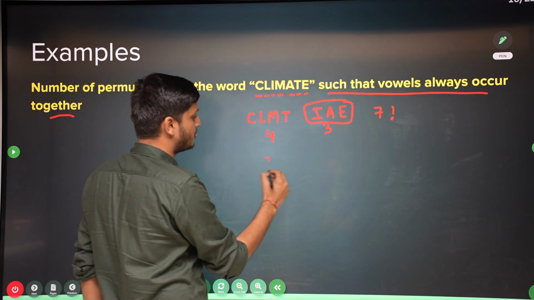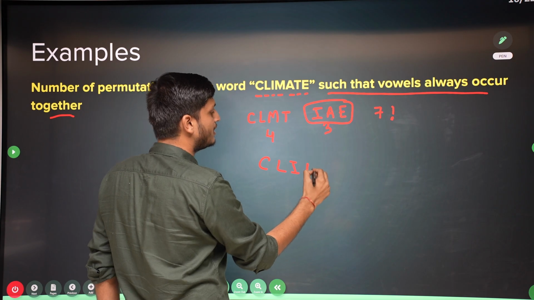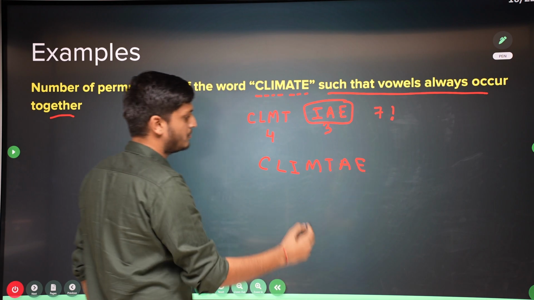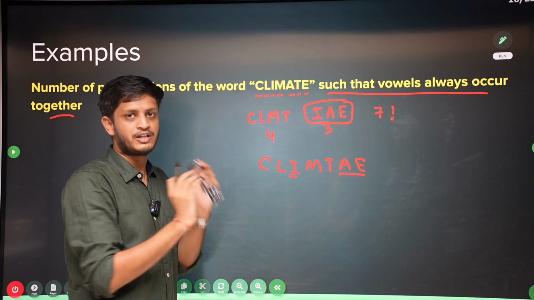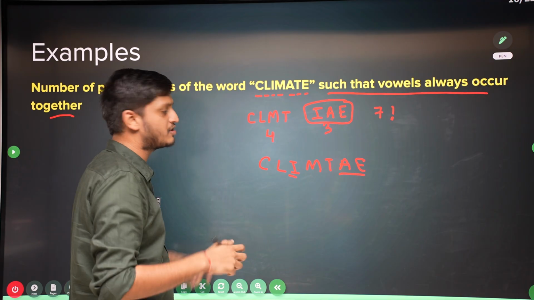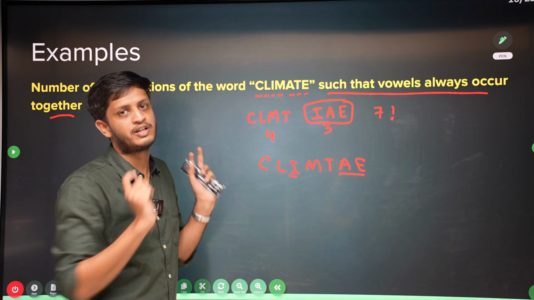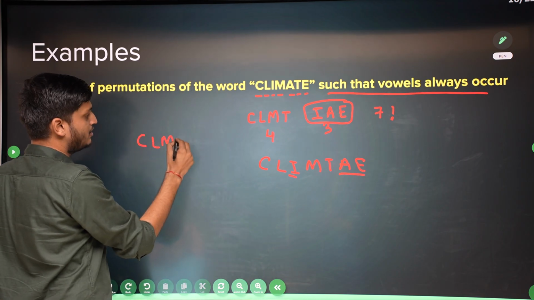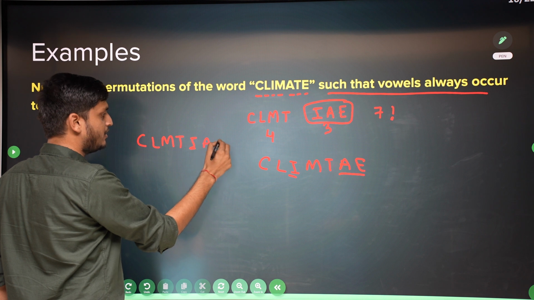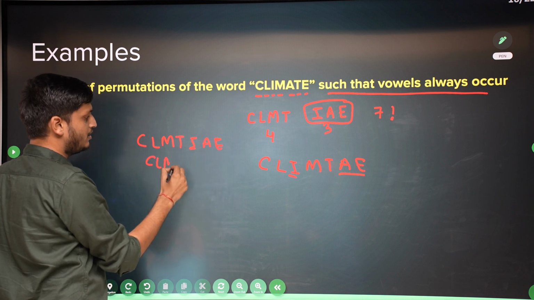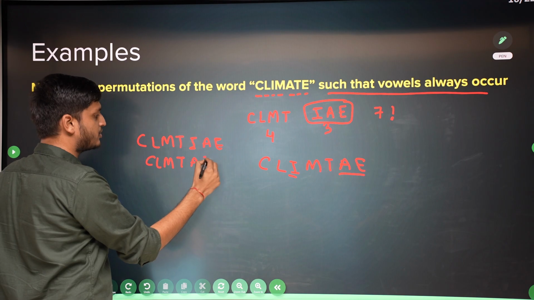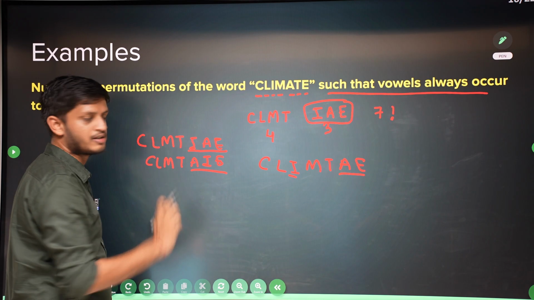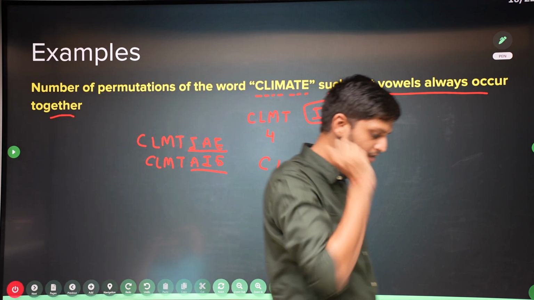You cannot have a word like C, L, I, and so on. In all possible permutations, you will have a word like this, but this is not allowed because I, A and E have to come together. And they have not said what the order of them is. They can come in any order, but they should be together. So observe this. C, L, M, T, I, A, E can be possible, and C, L, M, T, A, I, E is also possible. These are 2 different words. Here also vowels come together, here also vowels come together. So how to solve this?